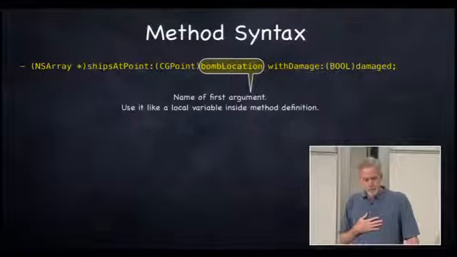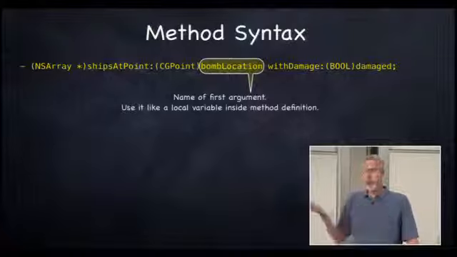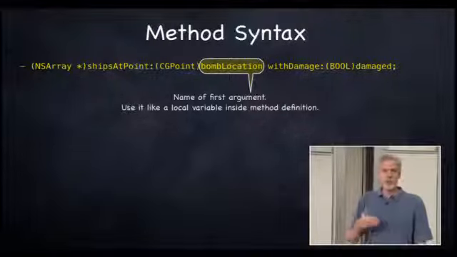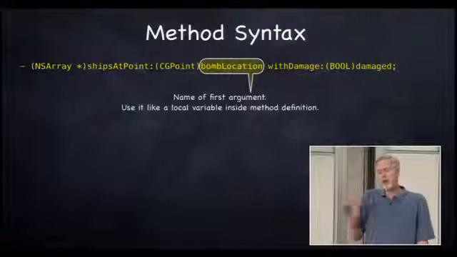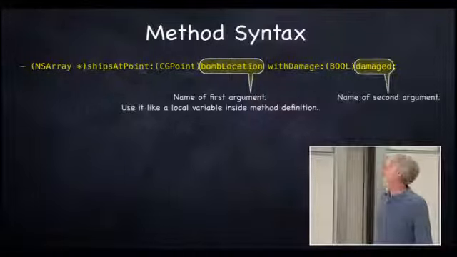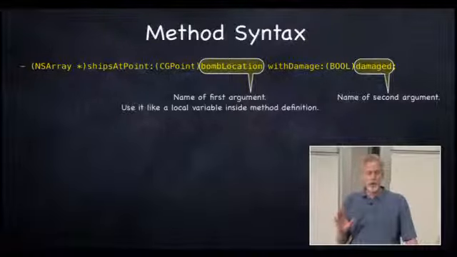But mostly this matters in the implementation, because when you have the implementation of this method, this is the name of the argument that you're going to use in your implementation. It's going to look like a local variable. This is all just like any other language, nothing particularly exciting there. And then that's the second argument, damaged. Okay, so that's it for method syntax.